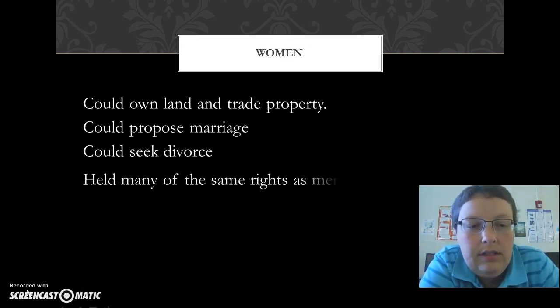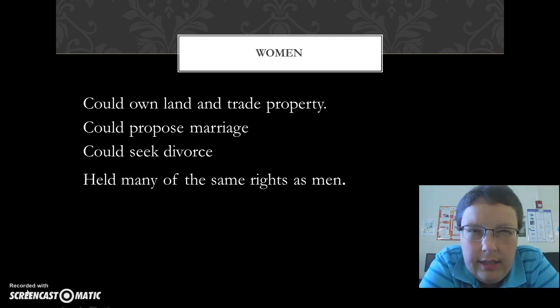Women did not have every right that the men had, but they had many of the same rights. They could not be priests, however, they could own property, they could propose marriage, and they could seek divorces. And they could actually have people work for them and things like that. Okay, so these women had more rights in ancient Egypt than many countries in the Middle East today.